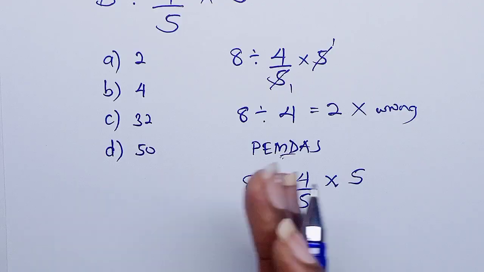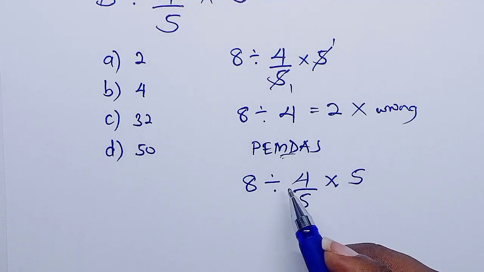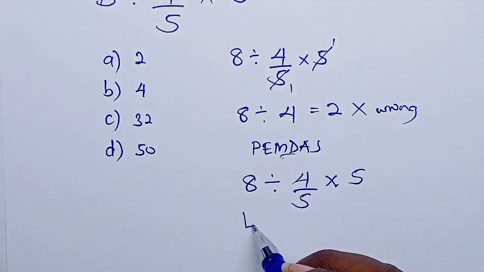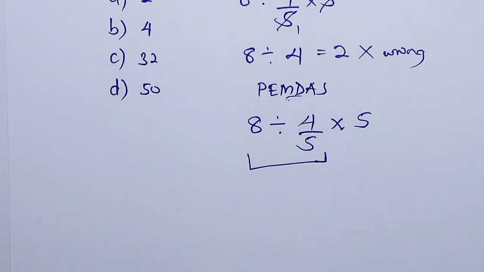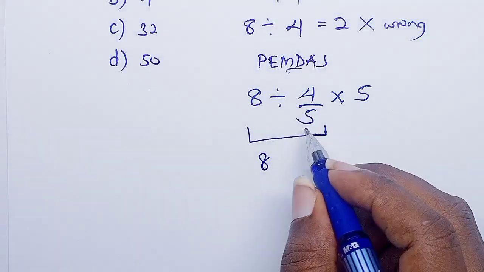So from left to right, which appears first? It's division. So you're supposed to carry out the division first before the multiplication. That means we have to work out this first. So we have 8 divided by this.